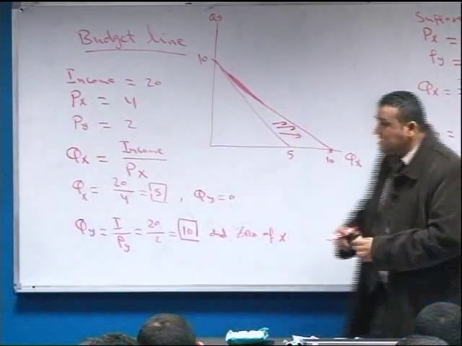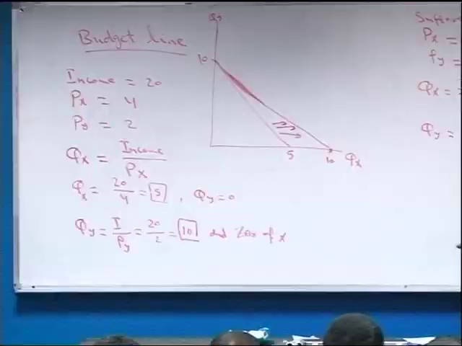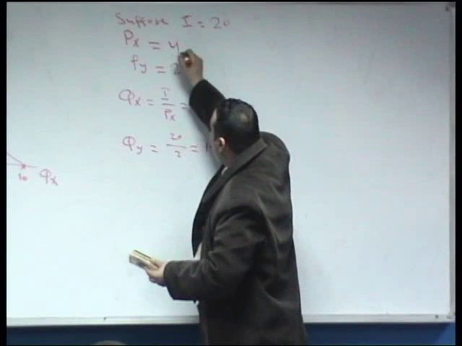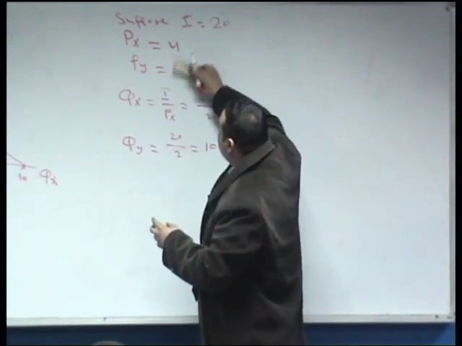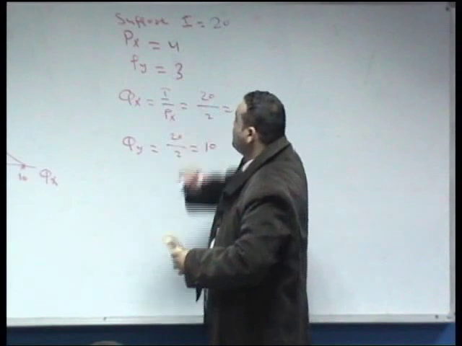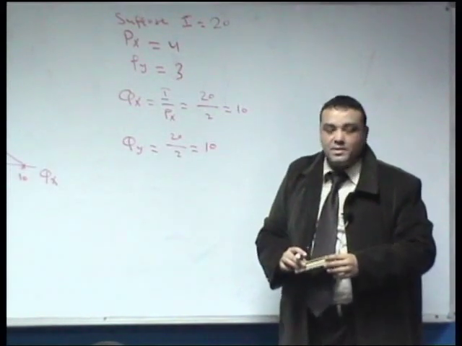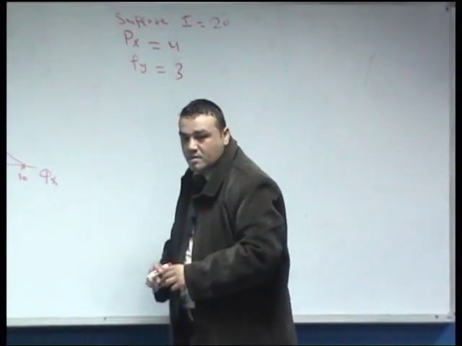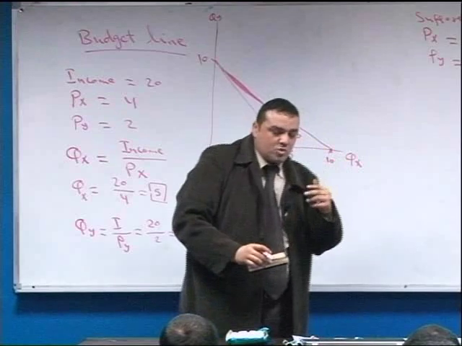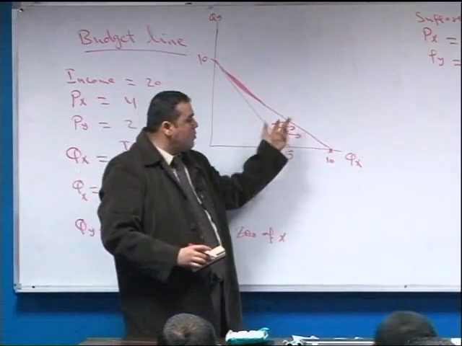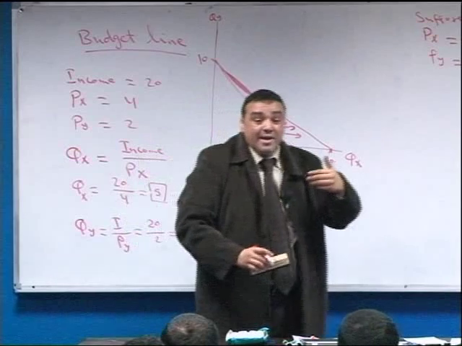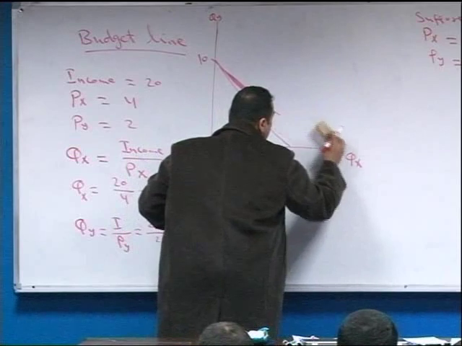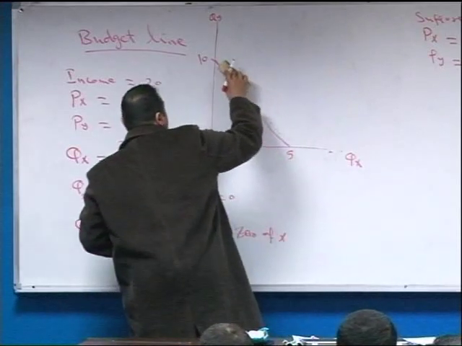Suppose that the consumer income remains constant, the price of x remains constant at 4, and the price of y increased to 3. What would happen to the budget line? I'm not talking now about the slope, but we are going to derive a new budget line, and then we will talk about the slope, right? Okay, so this is the original budget line.